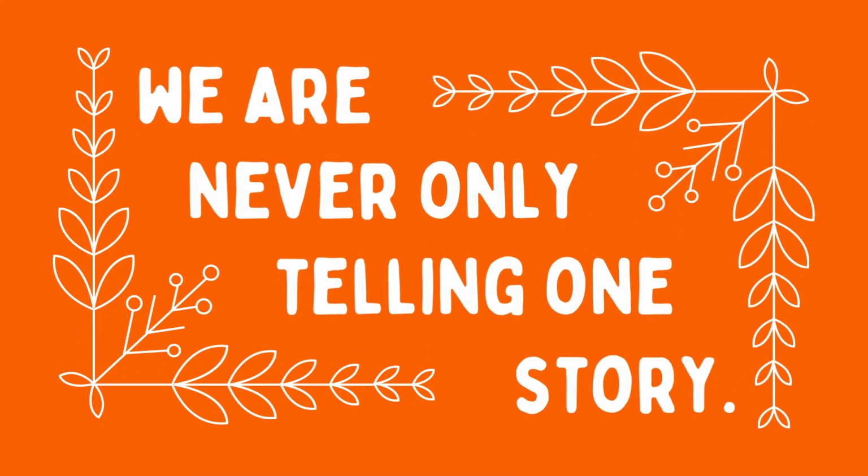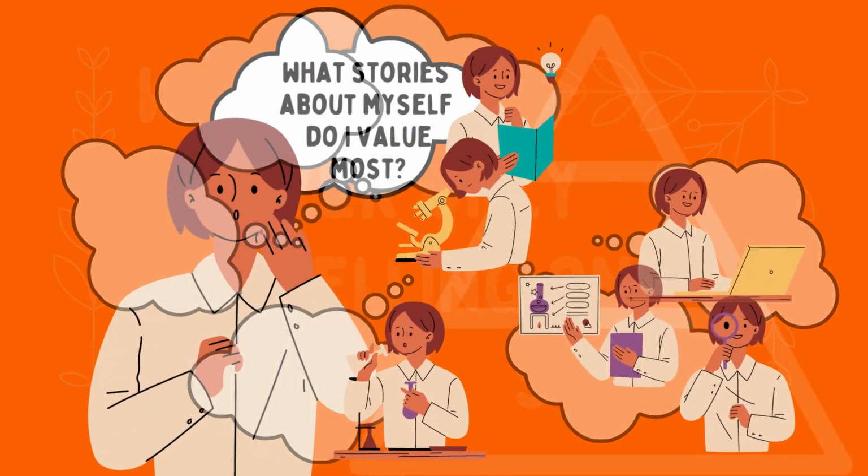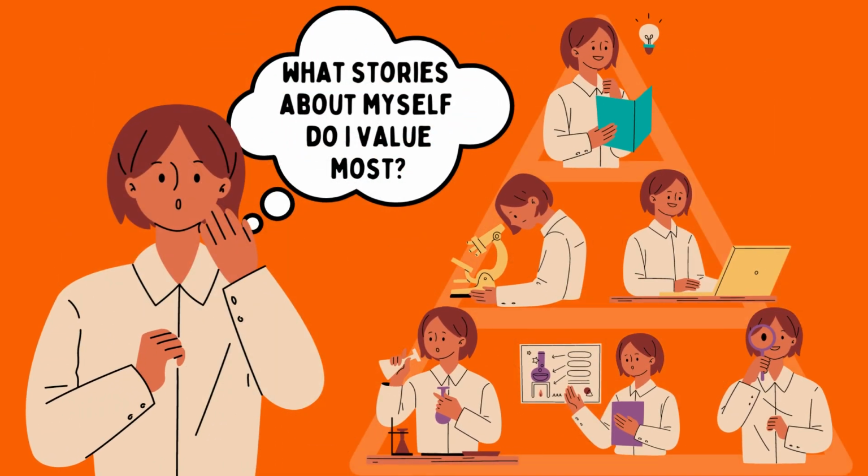We are never only telling one story at a time. There are always multiple stories happening in ourselves. So what the hierarchy model does is helps us to understand how we are organizing those stories in ourselves. What stories are we giving more attention to or putting more value on? Not all context is equal.